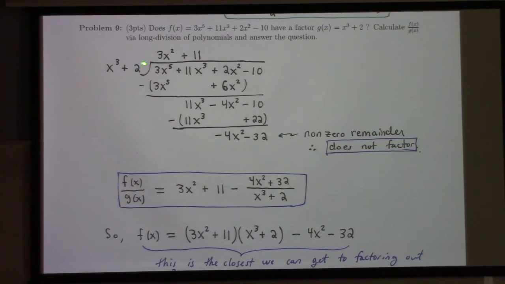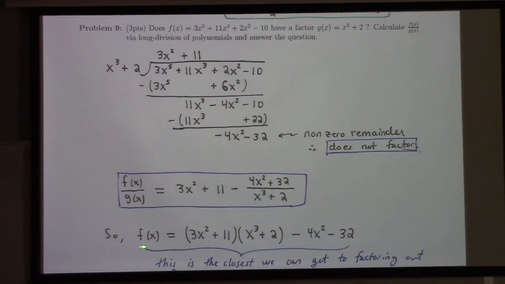Anyway, so what this means is that f of x over g of x is 3x squared plus 11 minus 4x squared plus 32 over x cubed plus 2. And we could look at it that way, right? Or you can multiply this by the denominator and get f of x is 3x squared plus 1 plus 11 times x cubed plus 2 minus this other term.